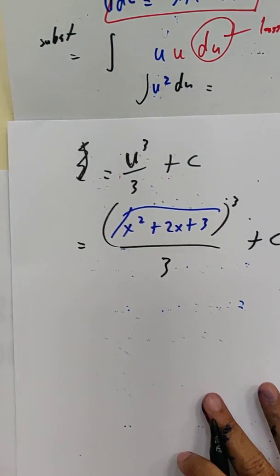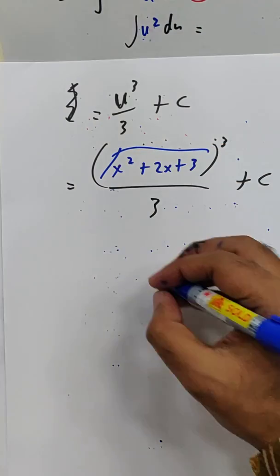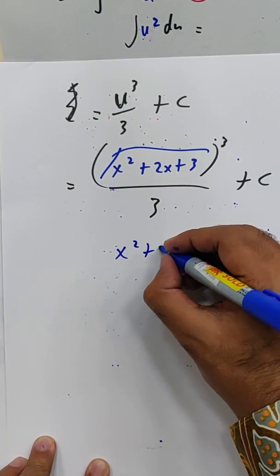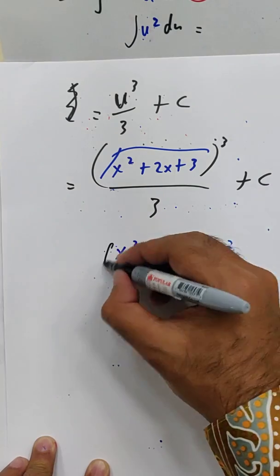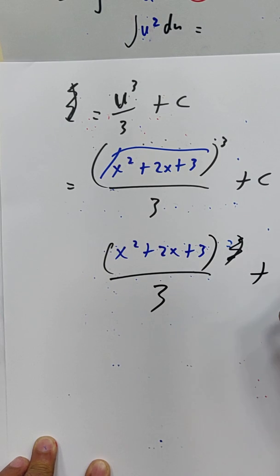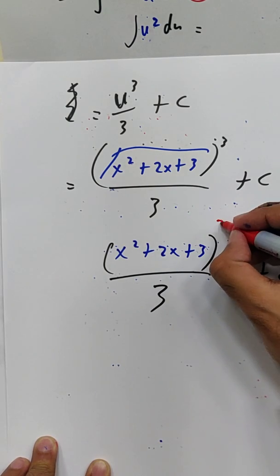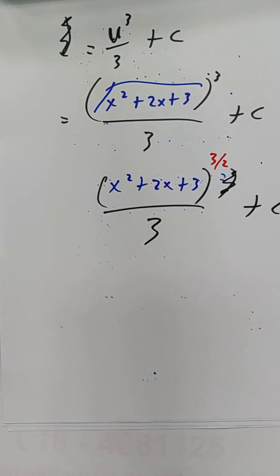Are you okay? You can leave your answer in this way, there's no problem with it, but I prefer another way of answering. Square root, I can also rewrite as what? 1 over 2. So simply your power becomes 3 over 2. I prefer this answer instead. Got it?